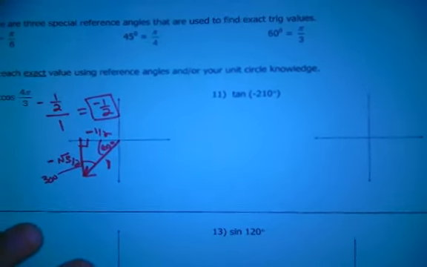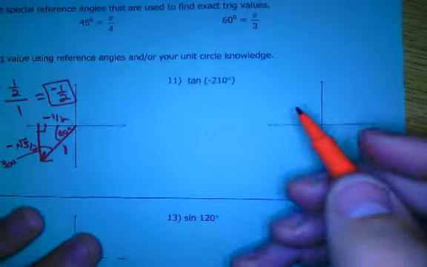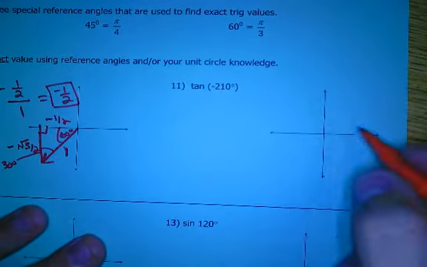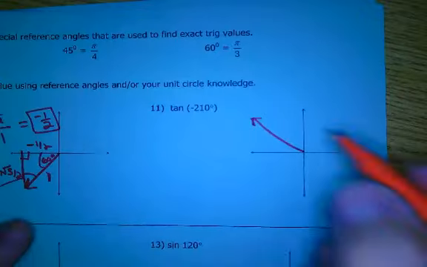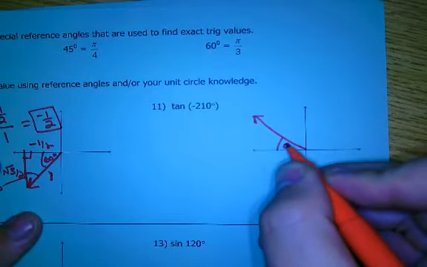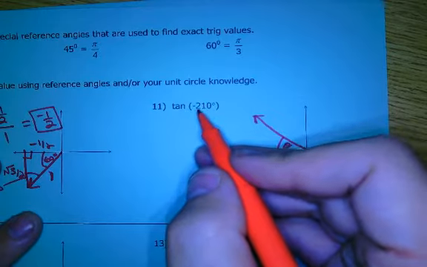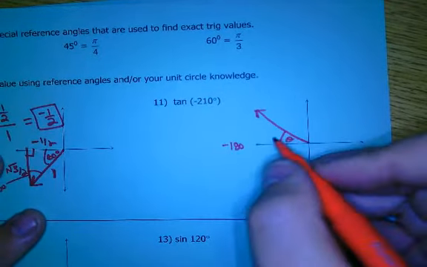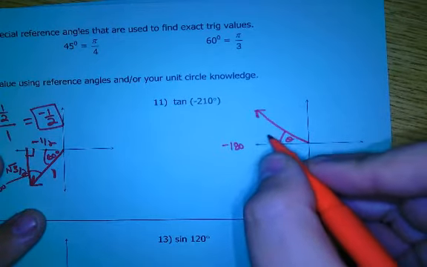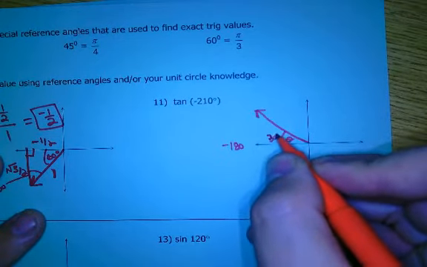What about tangent? Well, you have to know where to draw this. So negative 210 degrees is going to come out over here. And then what's your reference angle here? Well, between negative 180, because we're going to talk about negatives, that is going to be 30 degrees. So I'm going to have a reference angle of 30 degrees.